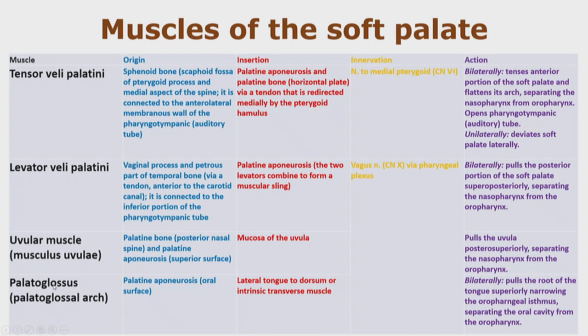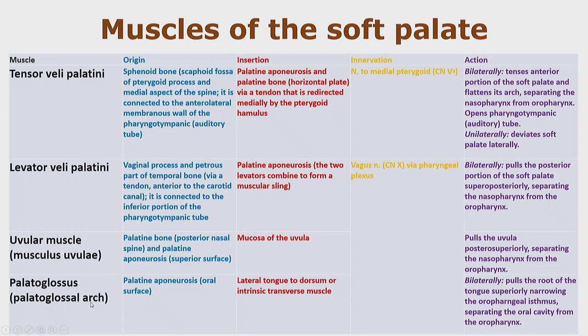And palatoglossus, and additionally the palatopharyngeus muscle, are the other two muscles that narrow the oropharyngeal isthmus, or the isthmus of fauces, separating the oral cavity from the oropharynx. So these two muscles narrow the isthmus of fauces. We are going to discuss the details of each muscle.